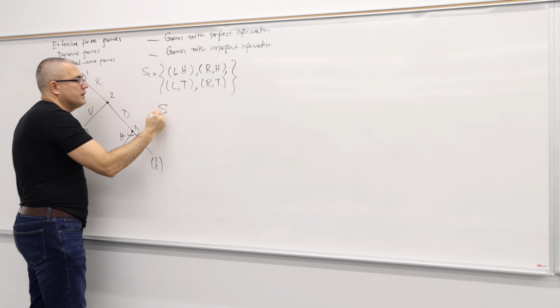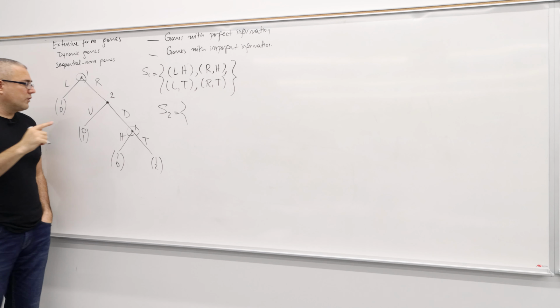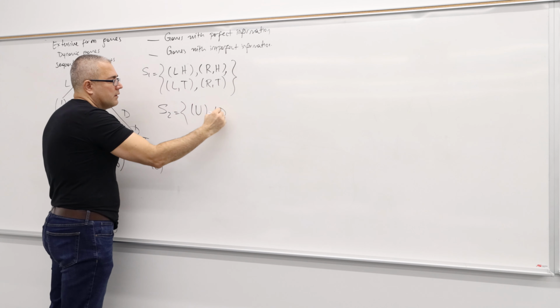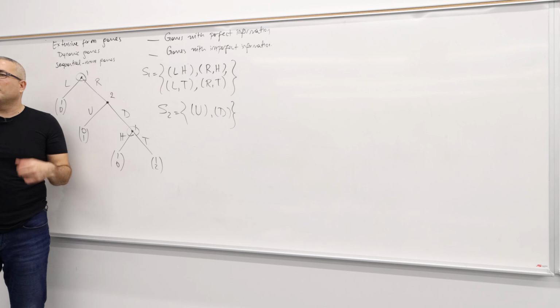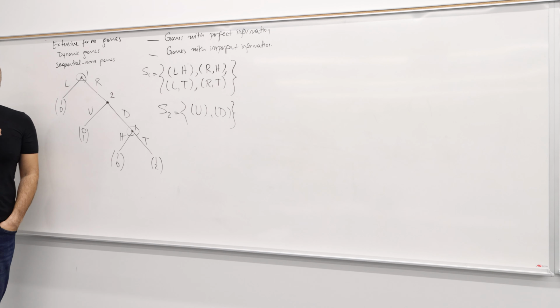What about S2? It's very simple. He has only 1 decision node. So therefore, it's not going to be a tuple. It's either U or D. Again, you don't need to put the parentheses or the brackets, but I'll do it just for now. So these are the strategies.